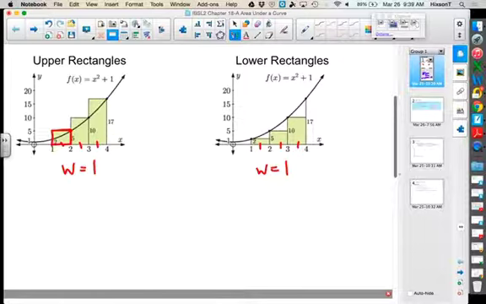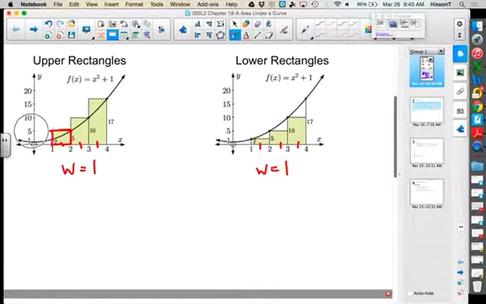Now, how do I find how tall this rectangle is? The area is the length times the height. How do I find the height? Looking on the right-hand side here, how do I know how high that is? Just draw a line to the left, to the axis. So we draw the line over here to the axis. We see it hits at 5.